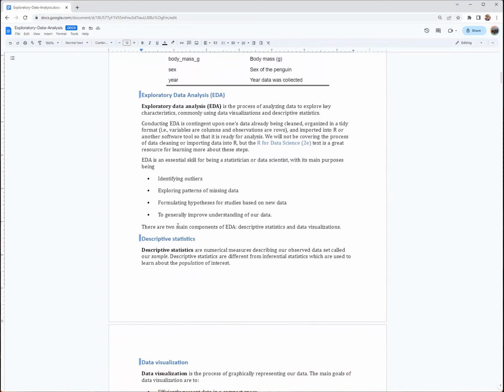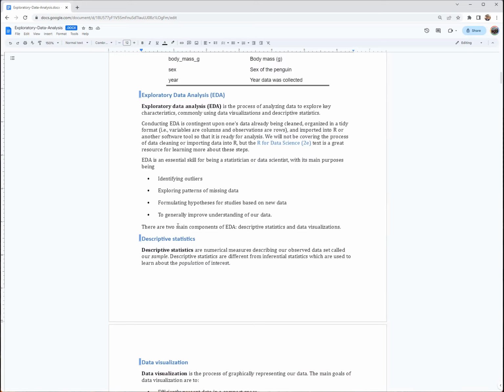So exploratory data analysis very generally is this collection of methods consisting of descriptive statistics and data visualizations, which are used to explore or improve understanding of a data set. Typically, EDA is only conducted once a data set is cleaned or organized and in a format that's ready for analysis. Although sometimes it's done before that step even, in which you're just getting acquainted with the structure of the data set as well.